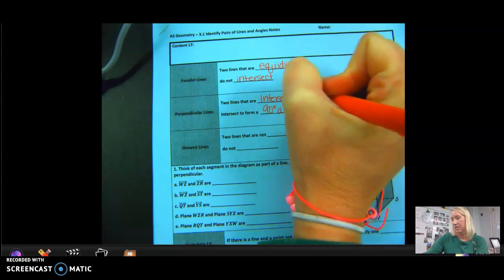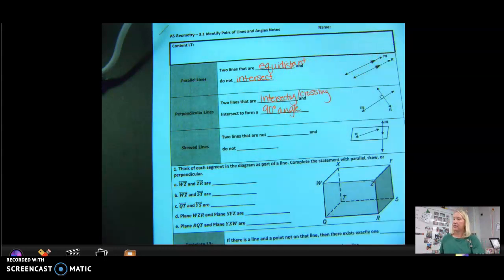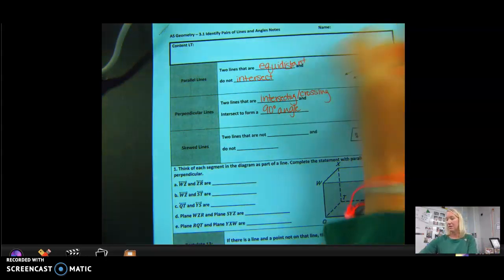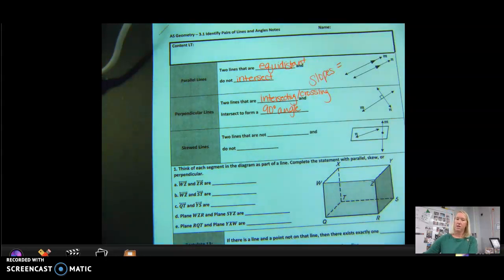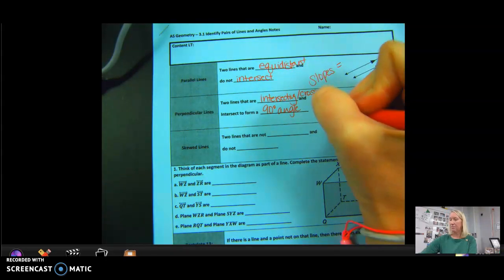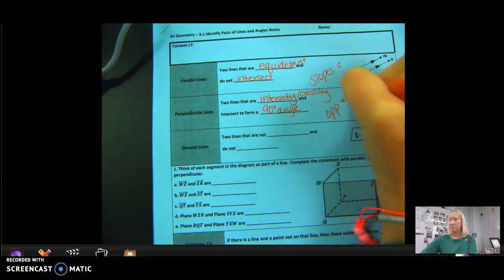Intersecting, crossing at a 90-degree angle. Something we should remember is that on parallel lines, slopes are equal, but on perpendicular lines, they are opposite and reciprocal.